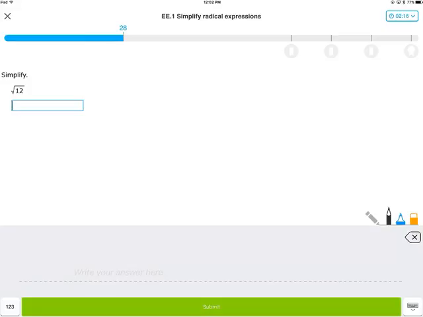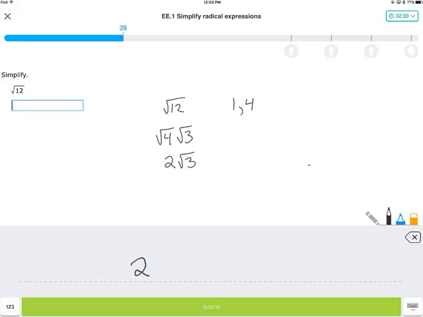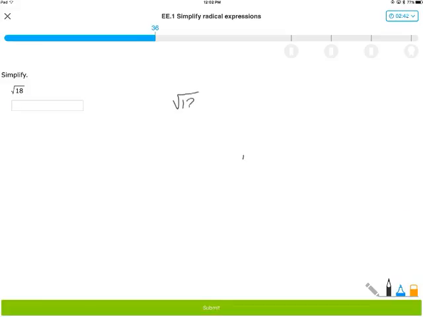All right, let's try another one. Square root of 12. Okay, so again, let's check. Does 1 go into it? Does 4 go into it? 4 does. So square root of 4 times square root of 3. That's 2 root 3. Again, I'm looking for those perfect squares. Okay. Ooh, a square root of 18. So again, let's see what perfect square goes in there. 4 doesn't go into that. 9 does go into it. So that's square root of 9 times square root of 2, or 3 root 2.